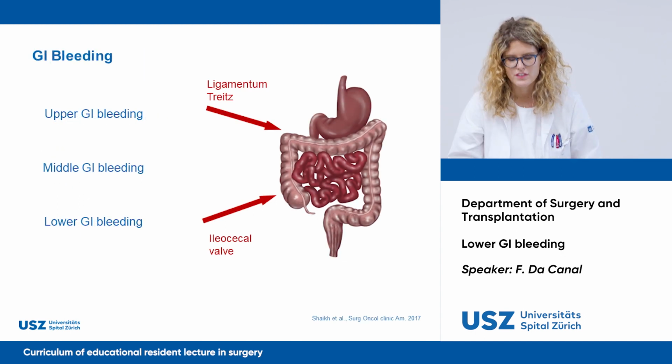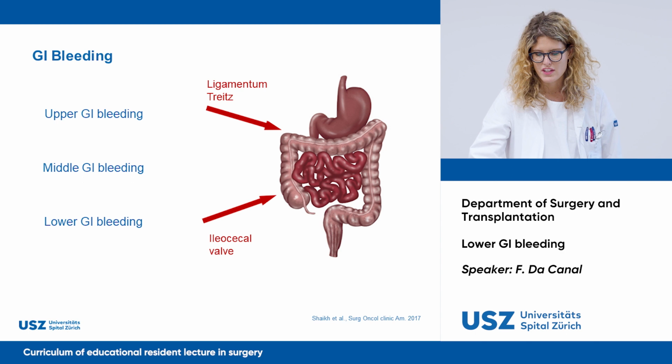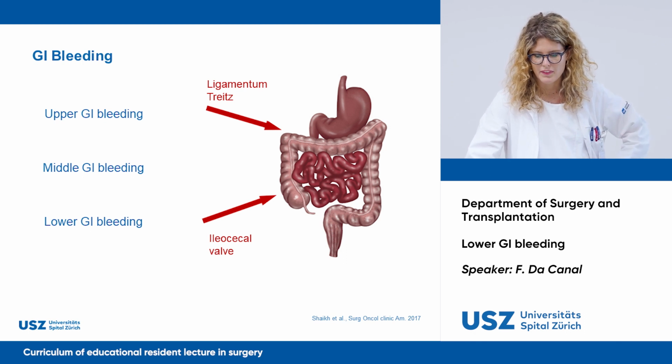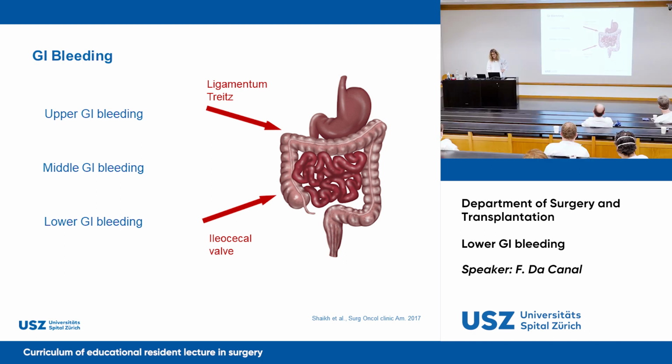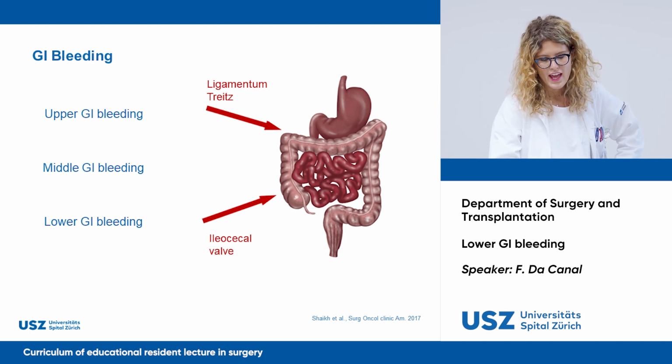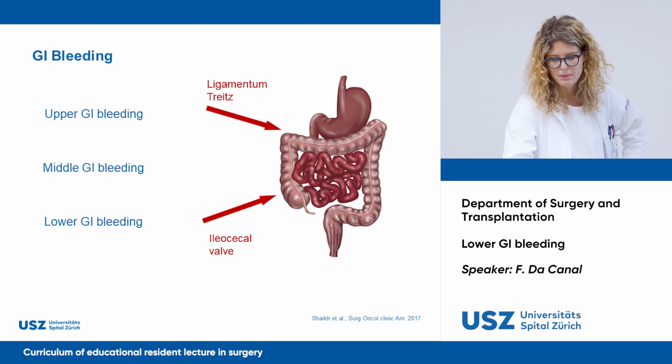Gastrointestinal bleeding refers to any bleeding that starts in the gastrointestinal tract. Upper GI bleeding is blood loss originating proximal to the ligament of Treitz, so a bleeding coming from the esophagus, stomach, or duodenum. A middle GI bleeding is when the source of bleeding is located between the ligament of Treitz and the ileocecal valve, so a small bowel bleeding. And a lower GI bleeding is a bleeding that occurs distal to the ligament of Treitz.